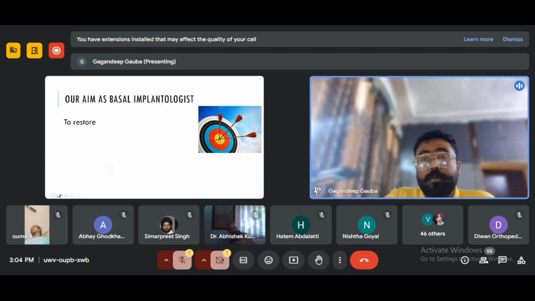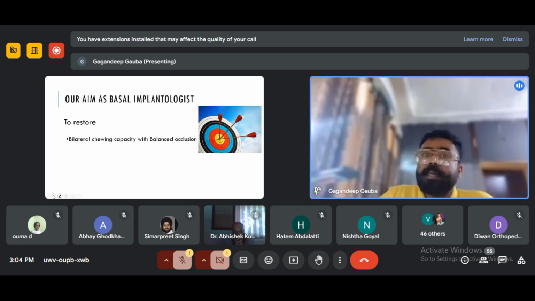So firstly, we should understand what our aim is as a basal implantologist. What do we want to achieve when we get into basal implantology? What are the goals we are focusing on? These are bilateral chewing capacity with balanced occlusion. We want to restore the patient with bilateral chewing capacity and a balanced occlusion bilaterally, right? We need the patient to have all the teeth till the first molar in the arch, right? This is our first aim.